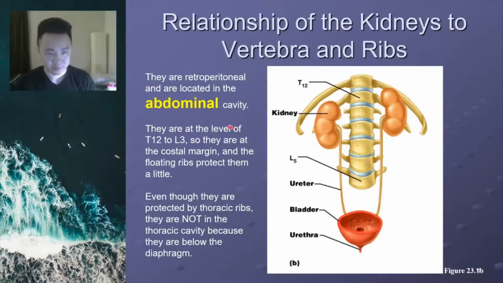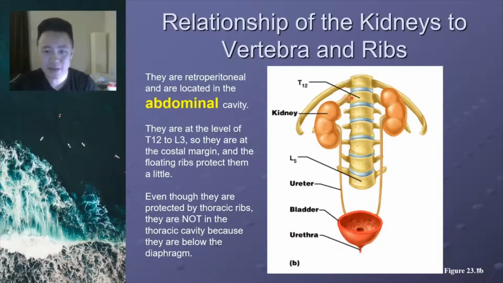All right. Now, the relationship of the kidneys to the vertebrae and the ribs: they are retroperitoneal and are located in the abdominal cavity. And they are at the level of the 12th thoracic vertebra down onward to the 3rd lumbar vertebra. And so they are at the costal margin, and the floating ribs help to protect them a little bit. Now, even though they are protected by the thoracic ribs, they are not in the thoracic cavity because they are below the diaphragm.